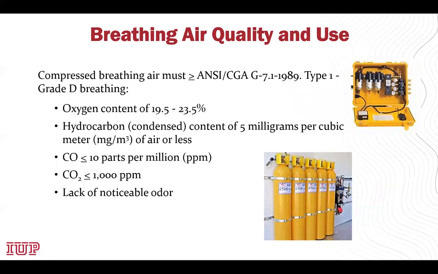Okay. Breathing air quality and use. Compressed breathing air must meet at least the requirements of Type 1 Grade D breathing air, as described in ANSI and the Compressed Gas Association's G-7.1 1989. The oxygen content of 19.5 to 23.5%, hydrocarbon condensed content of 5 milligrams per cubic meter of air or less, carbon monoxide content of less than 10 parts per million, and carbon dioxide content of 1,000 parts per million or less, and lack of noticeable odor.